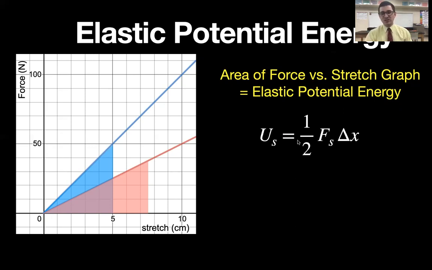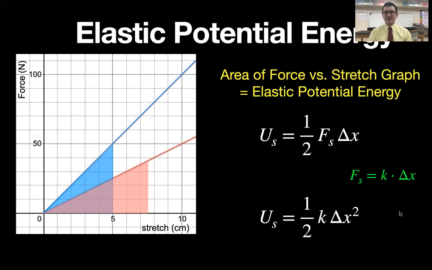And you won't see this formula on your formula sheet because your formula sheet uses a tricky little substitution using Hooke's law and says that the elastic potential energy equals one half times the spring constant times the stretch squared.